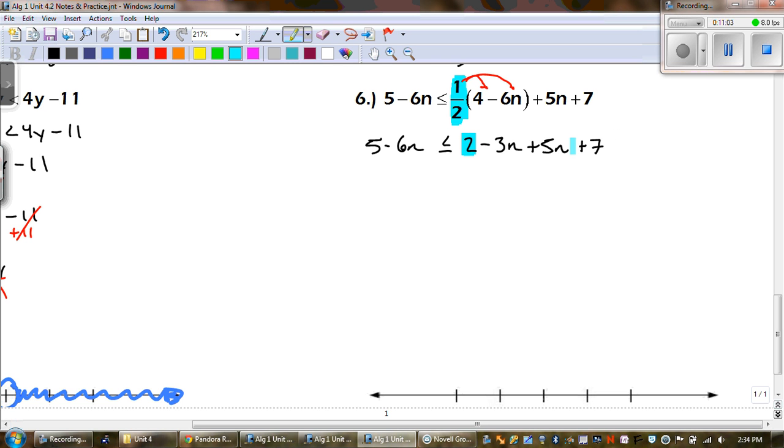Okay, let's find our like terms. So we get 5 minus 6n is less than or equal to negative 3 plus 5 is 2n, and 2 plus 7 is 9. And then why don't you guys see if you can do it from here on, okay? Move the smaller variable and then solve for n. Go ahead and pause the video, and good luck.